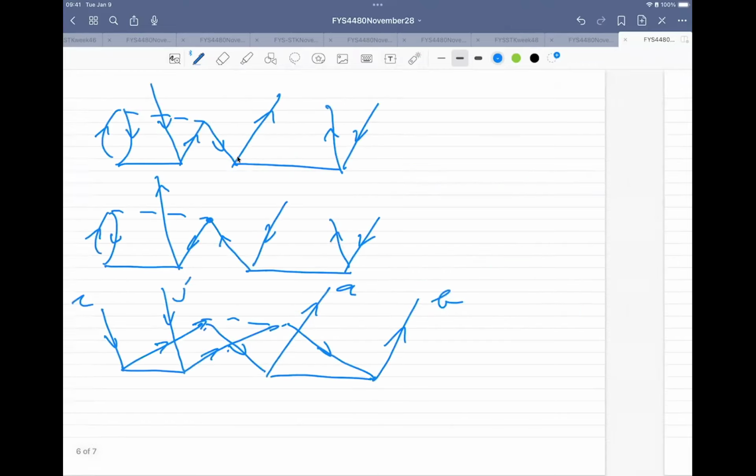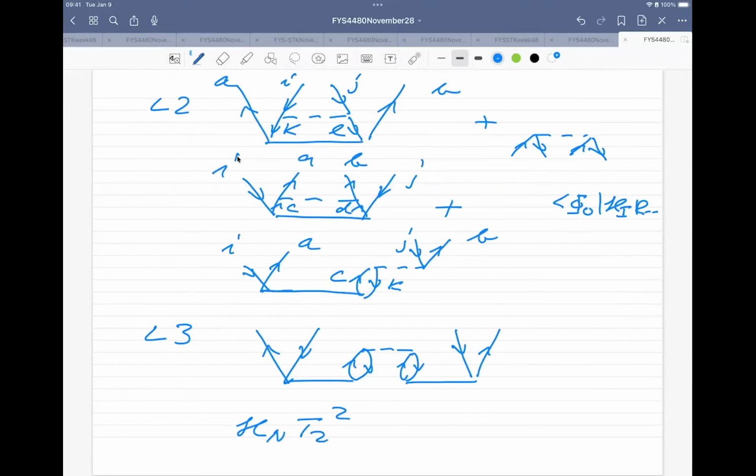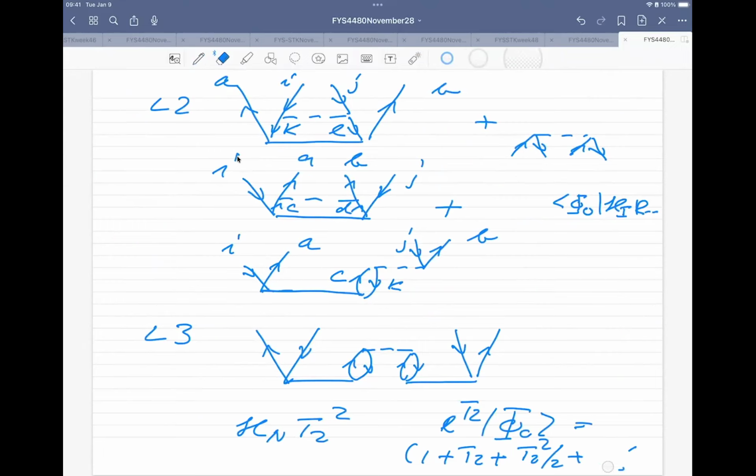So it means that this equation which we had when we wrote e to the T2 acting on phi 0 equal to 1 plus T2 plus T2 squared divided by 2 plus T2 cubed divided by 3 factorial, etc. Sorry, I put the subscripts in the wrong place. You see now that this series actually truncates at a given order.